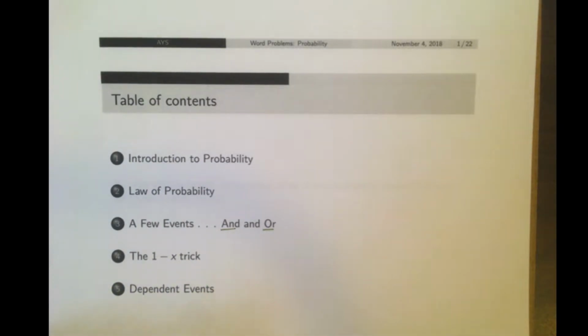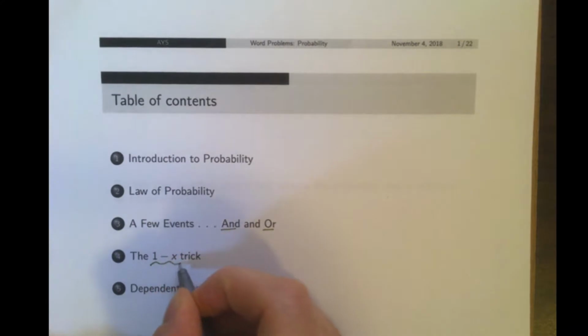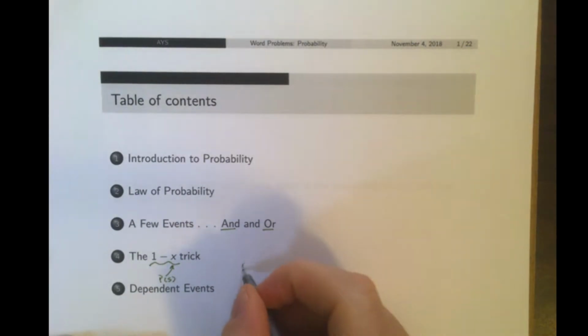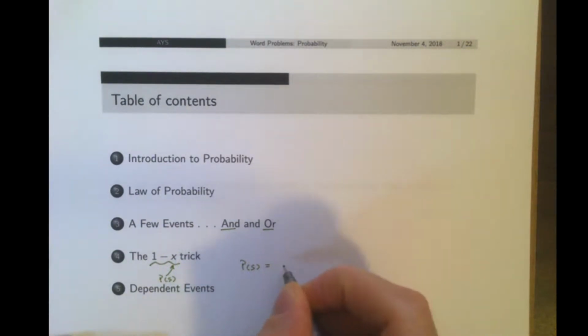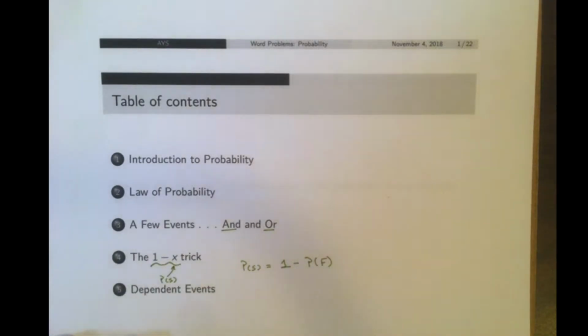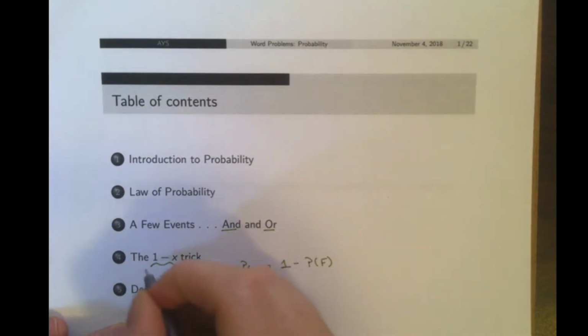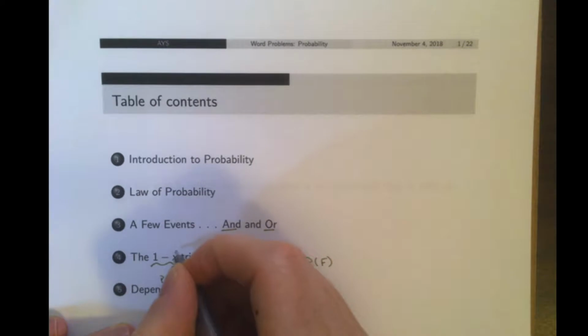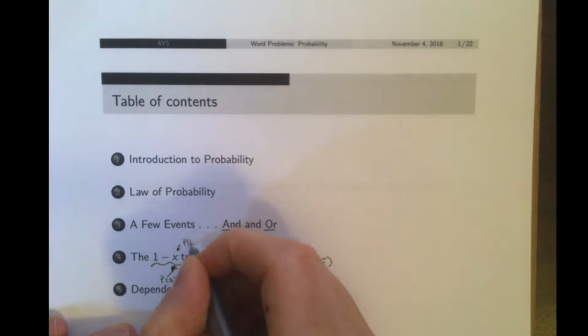and neither one of those is too bad. Then we'll talk about the 1 minus x trick. The 1 minus x trick is, this is the probability of success, and in order to find the probability of success, maybe you flip it. So you say probability of success is equal to 1 minus the probability of failure. So maybe it's a lot easier to calculate the probability of failure than it is to calculate the probability of success. So this whole thing is the probability of success. Maybe it's better if I kind of put here probability of success, and this x is the probability of failure.